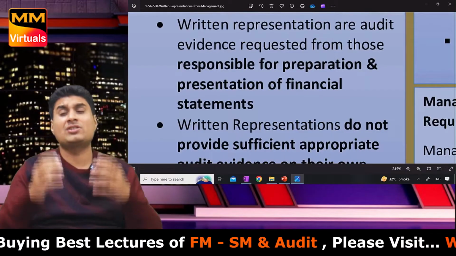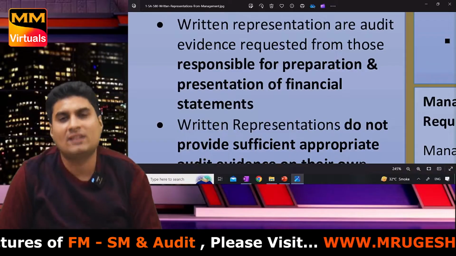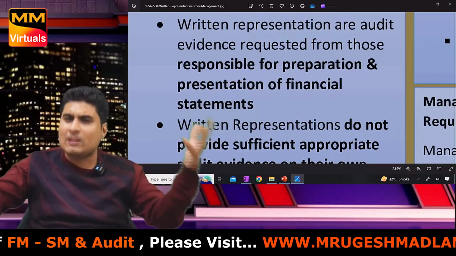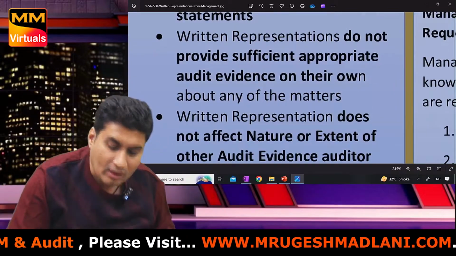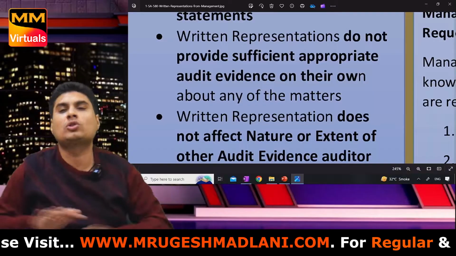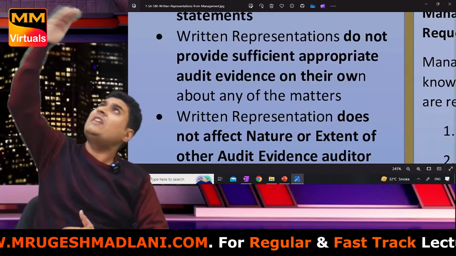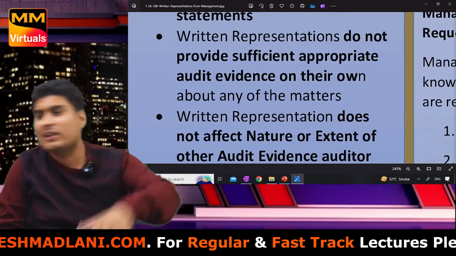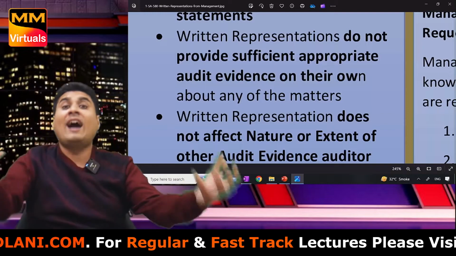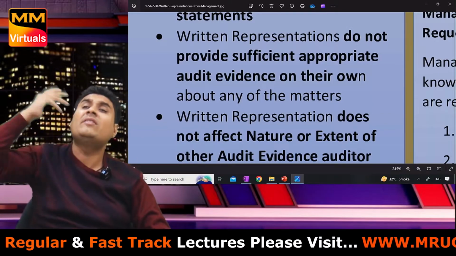Written representations should come from those who are responsible for preparation and presentation of the financial statements, that is the management, the CFO. Written representations do not give sufficient and appropriate evidence on their own. That is why I said it is always secondary evidence. It can never be primary evidence. I should collect evidence. They can act as supportive evidence. They are never ever primary.